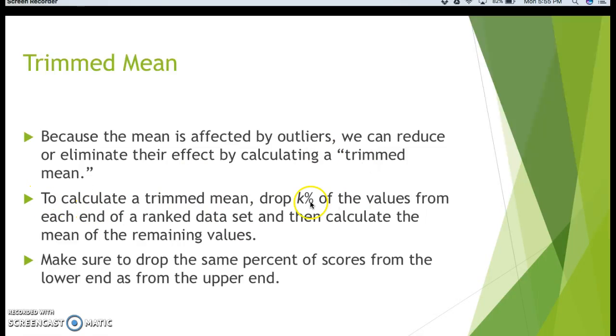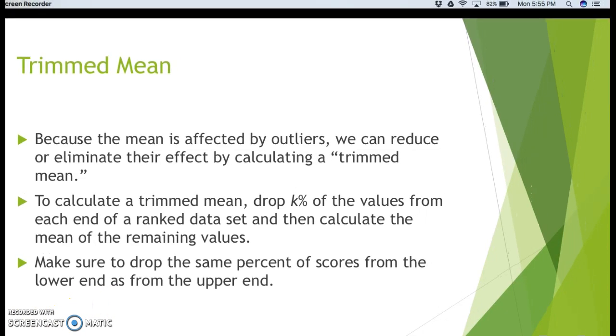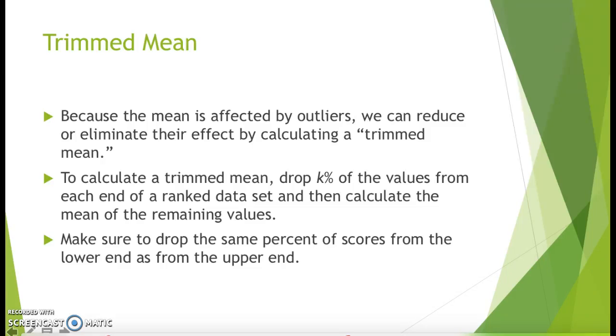To do that, we drop K% of the values from each end of a ranked data set, and then calculate the mean of the remaining values. I'll just say, make sure to drop the same percent of scores from the lower end as from the upper end. Obviously, we want that to be the same so that we're not taking some amount off the top but no amount off the bottom.